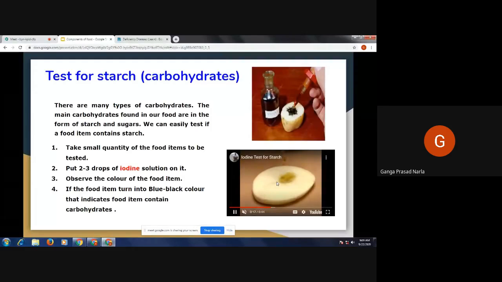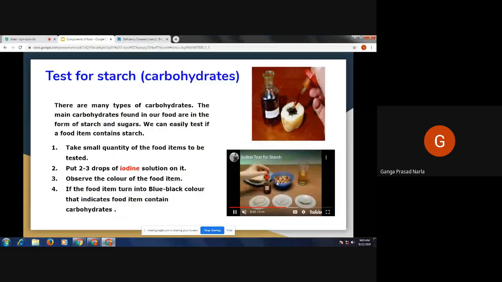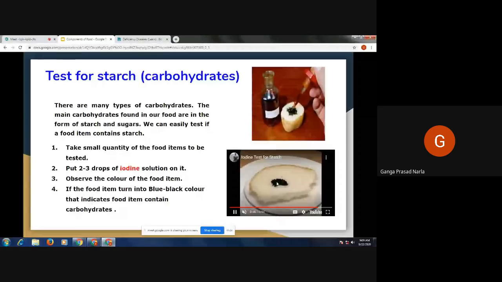So what did you observe? The food item turned into blue or black color, right? If the food item turns blue or black, that food item contains carbohydrates. Children, observe the bread. Yes, it turned black, so bread contains carbohydrates.